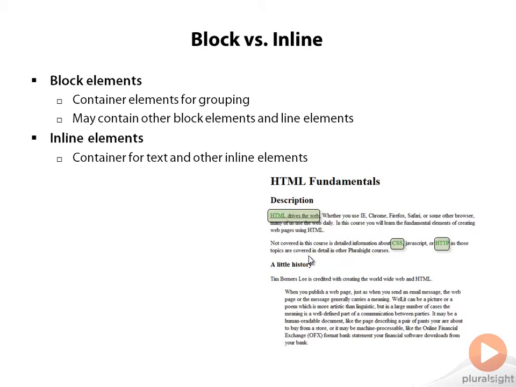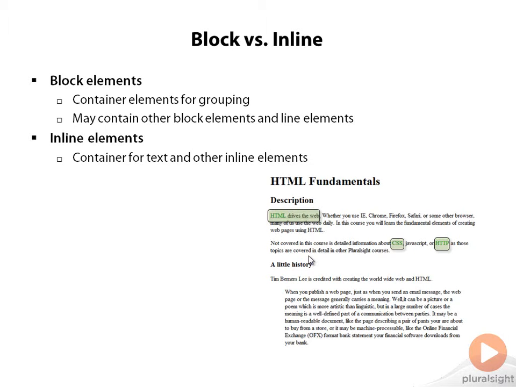So in the examples you can see highlighted here, we may have things like acronyms, we may have a span of text within a paragraph that we want to do something with or treat as an overall element. So where you see HTML drives the web highlighted, that span of text we want to be able to treat as a single unit and do things with it. Maybe it's apply styles or script or something else.